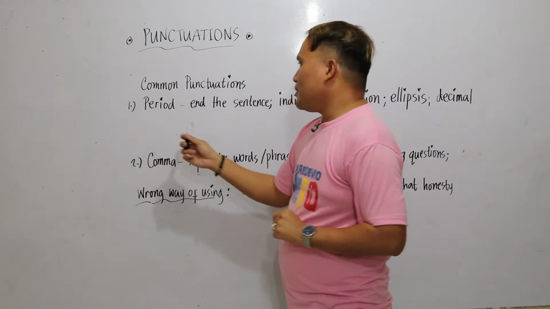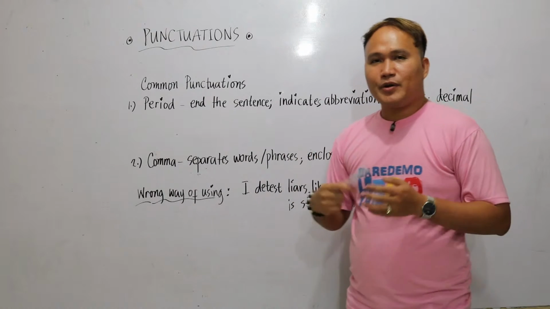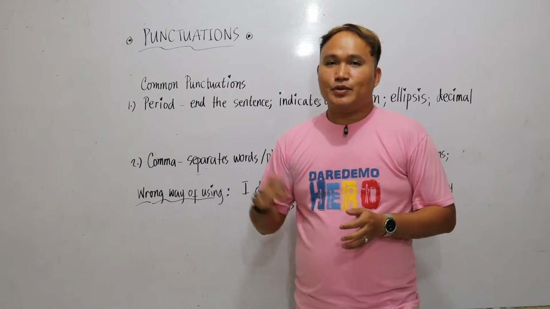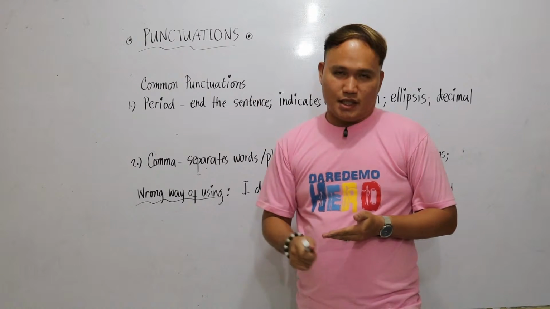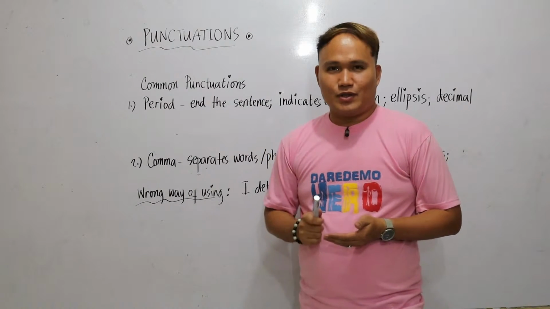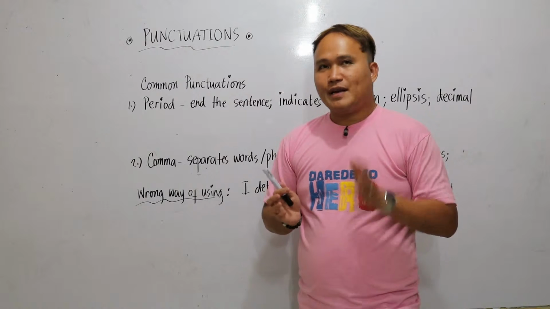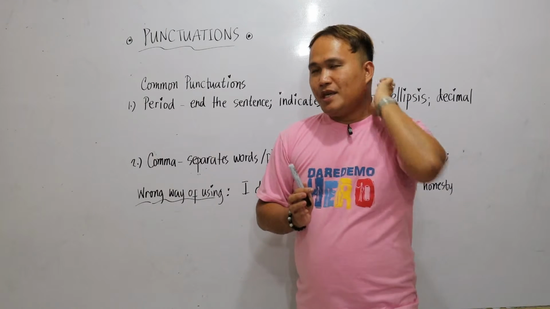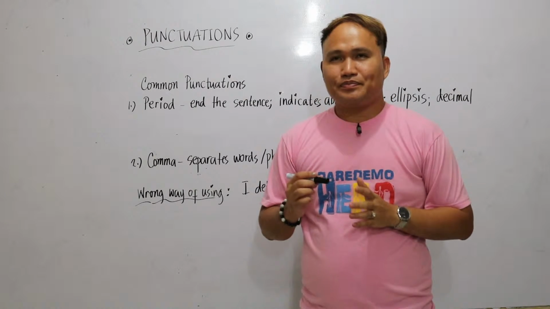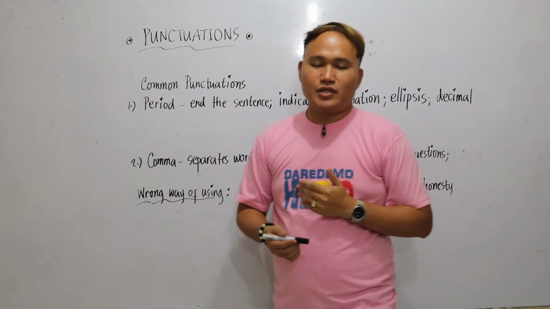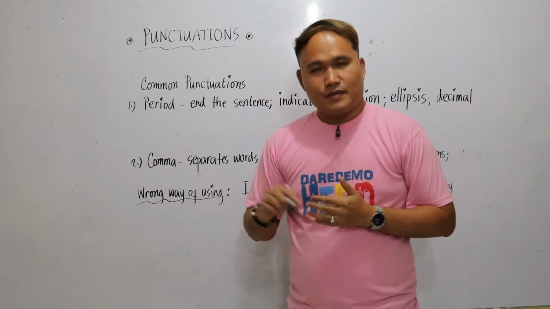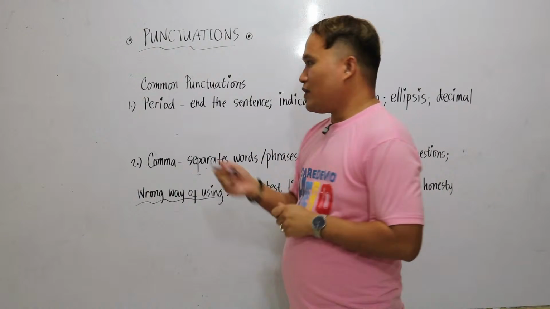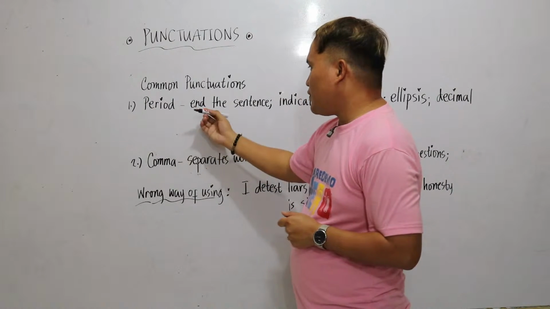Okay, so the primary function of period is to end a sentence. It's like a knife. You have to cut your sentence out. For example, if you say, Jeremy is an intelligent scholar of Daredevil Hero. Period. That's already a sentence. Maybe I need to write it down for you.